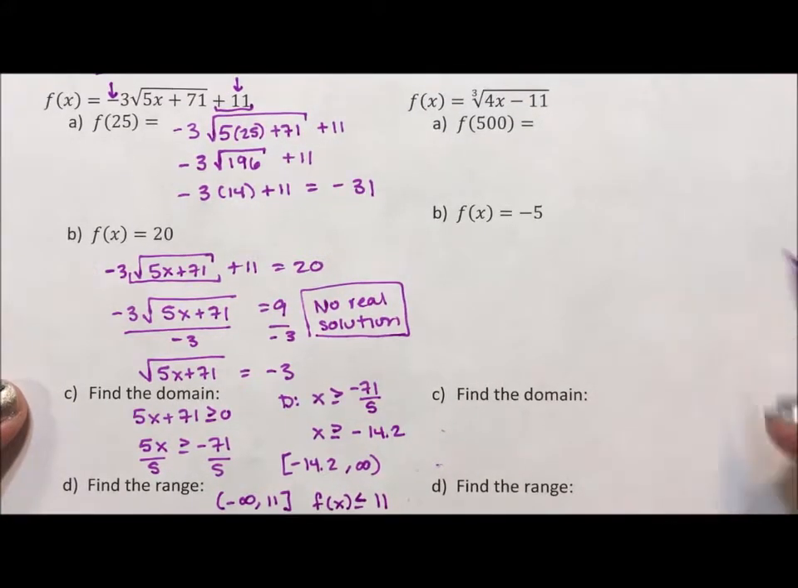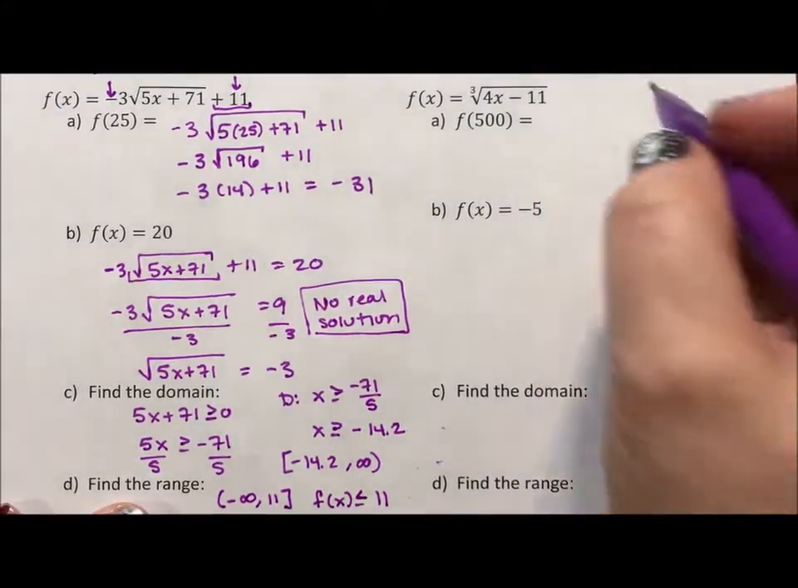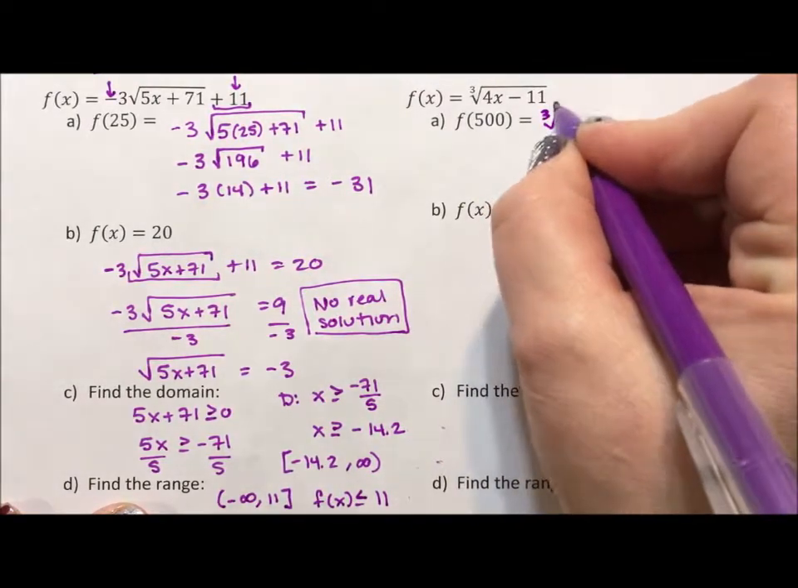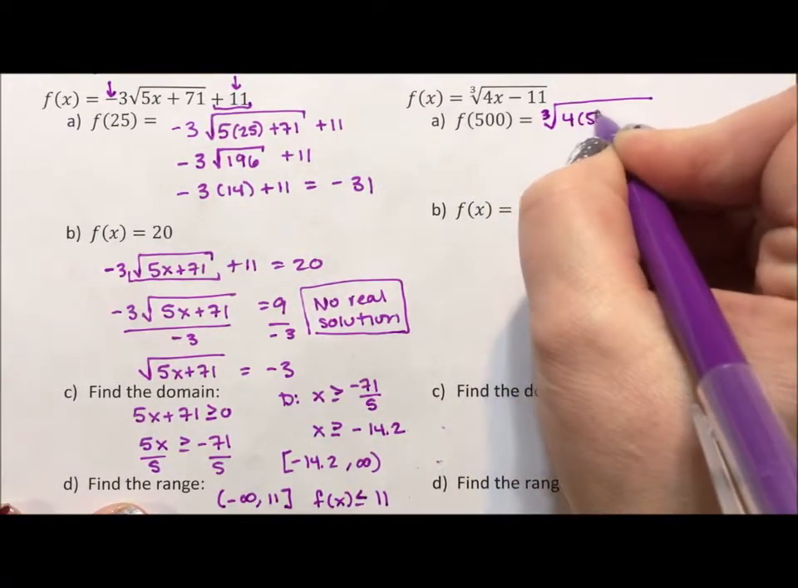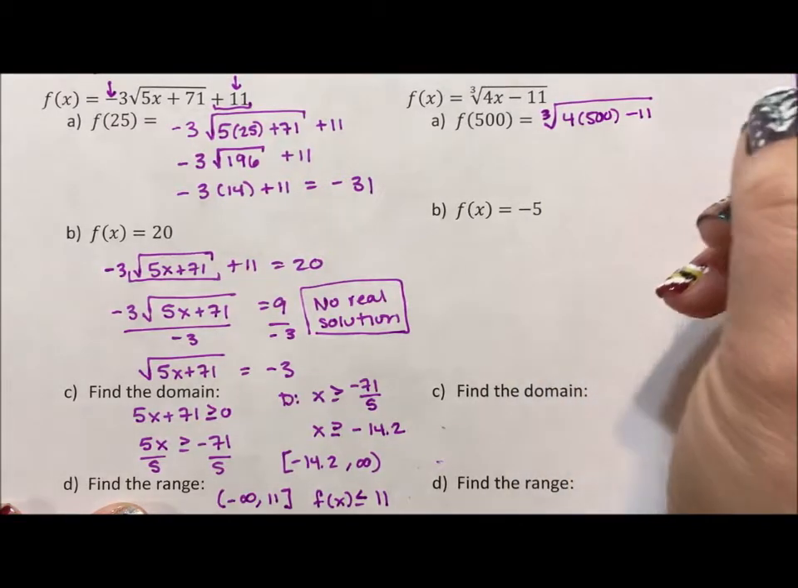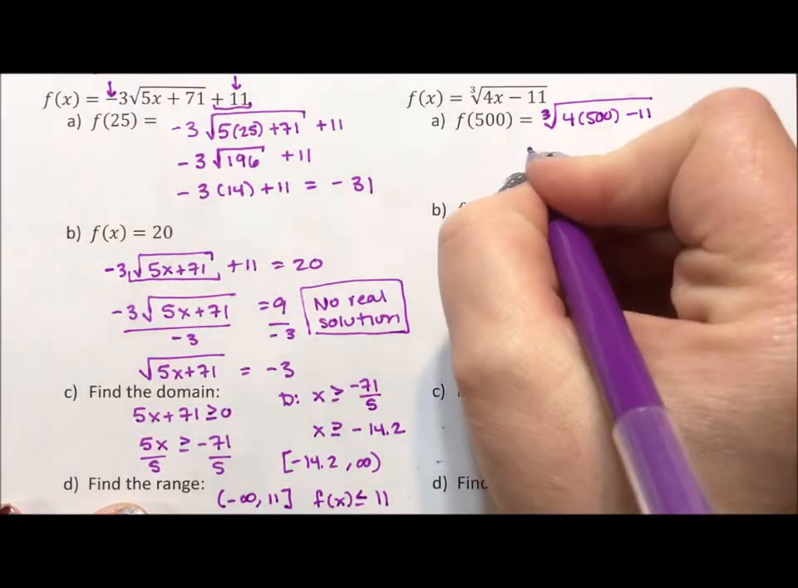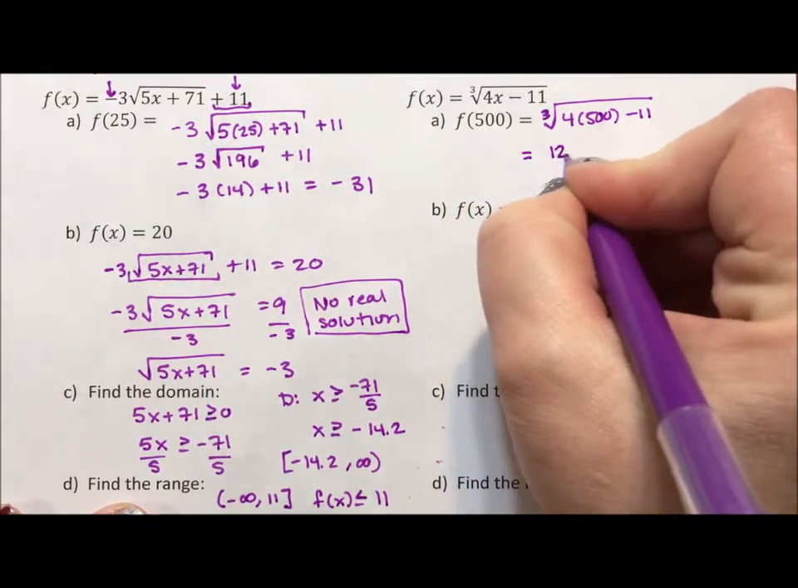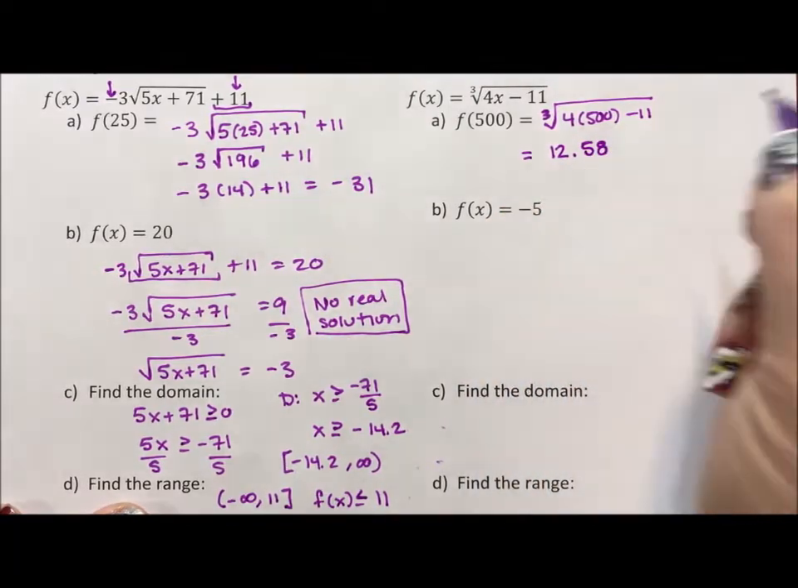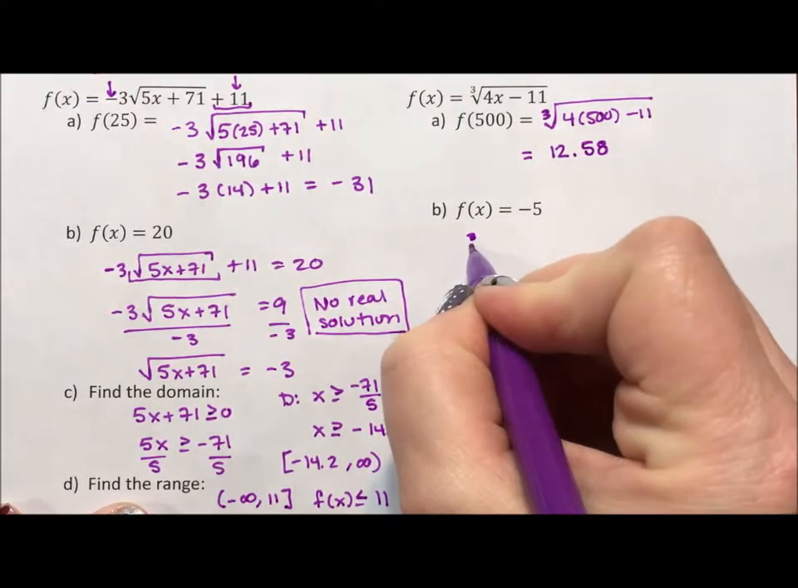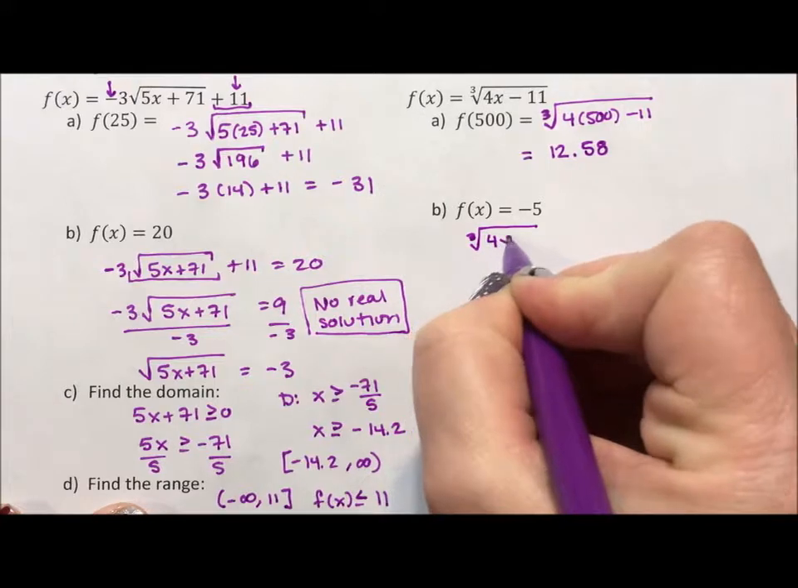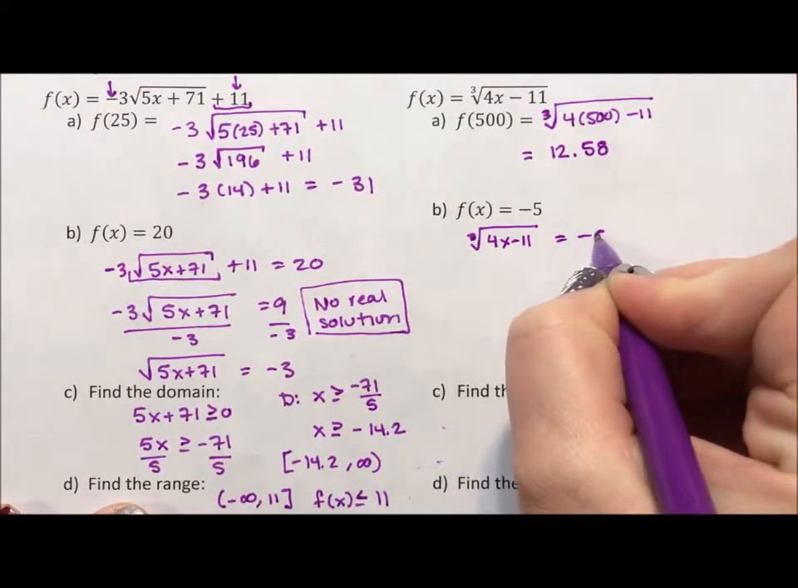Okay. For our second one, we start off the same. The cubed root of 4 times 500 minus 11. And this time I'm just going to throw this right into the calculator and get 12.58. For the second one, we get the cubed root of 4x minus 11 equals negative 5.